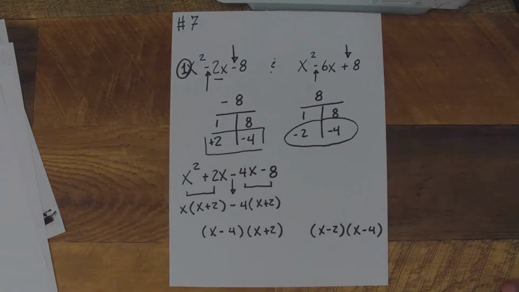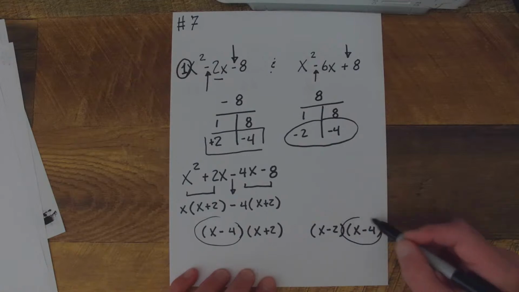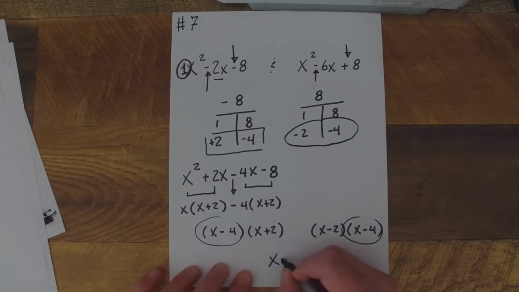We know what the factors are, we know what the symbols are. Okay, it wants to know what is the common factor. Well, it looks like they have x minus 4 in common. So that's your answer, x minus 4.